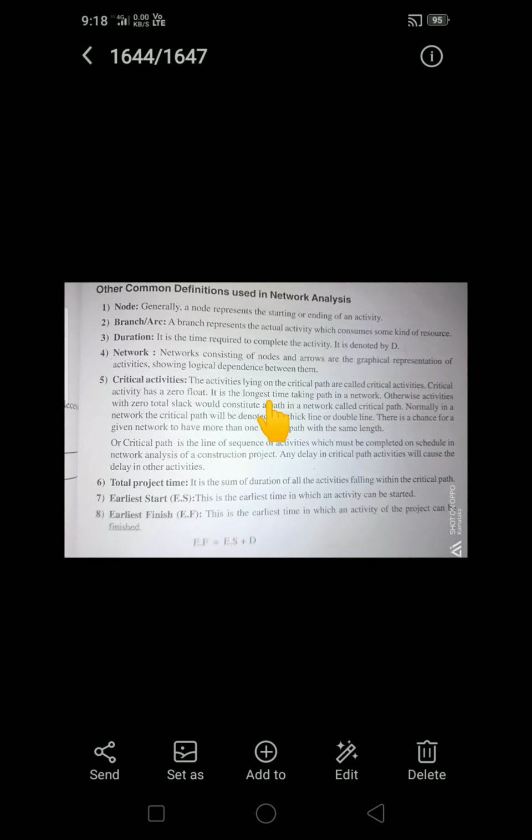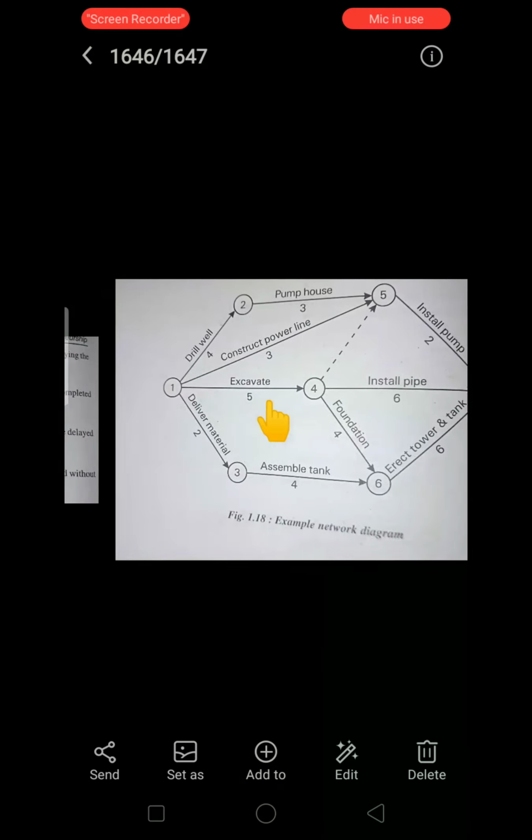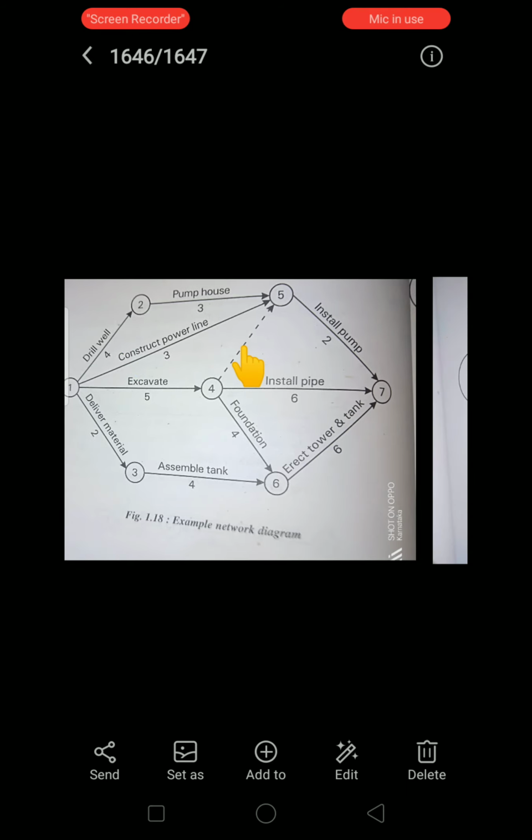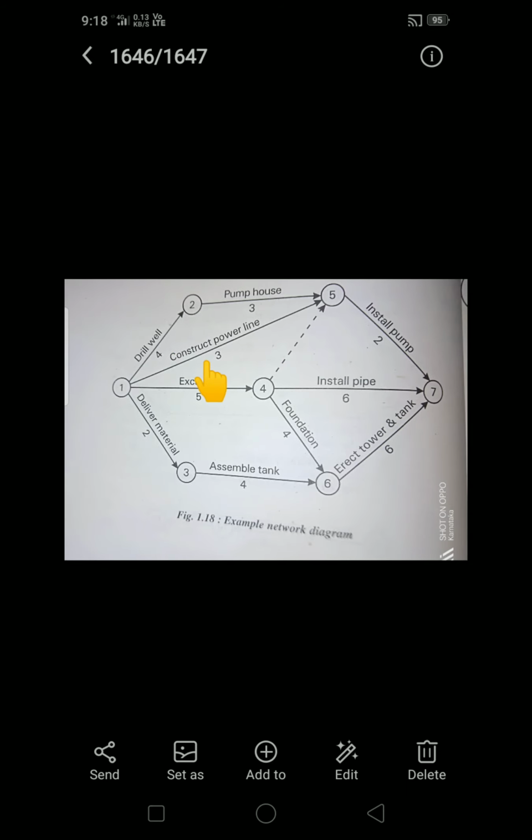Next come to the total project time. Total project time is nothing but the sum of the durations of all activities falling within the critical path. If my critical path runs in a straight way or in this way, it may happen in any way. I am taking one example only. If my critical path is in this way, then the total duration will be 3 plus 2, which is 5, my total project duration. We need to count the durations of the activities falling on the critical path and consider them as the total duration of the project.